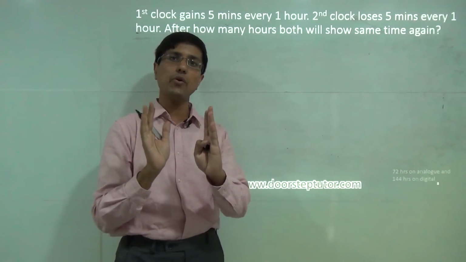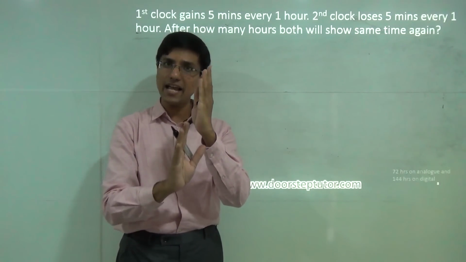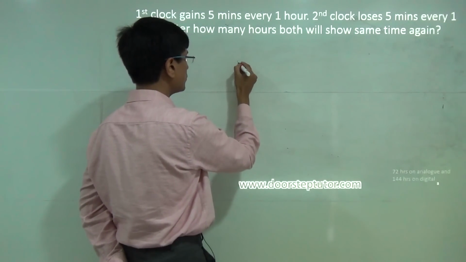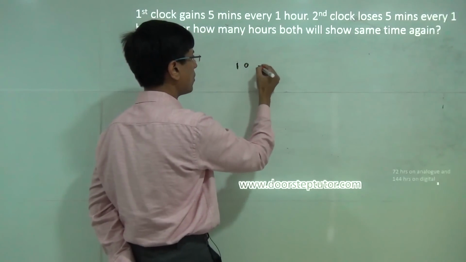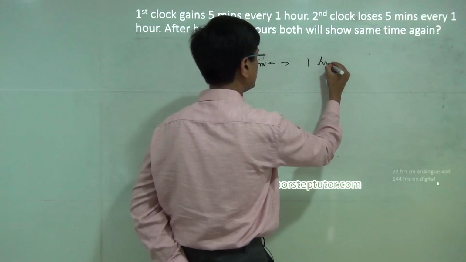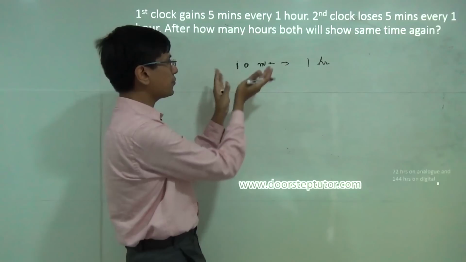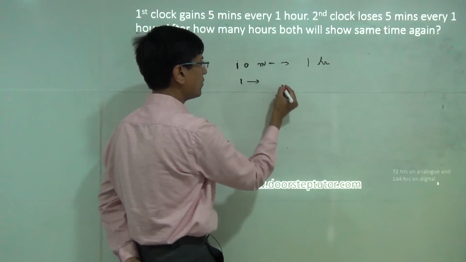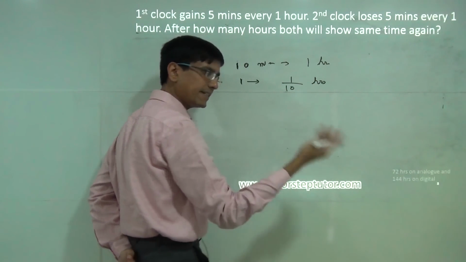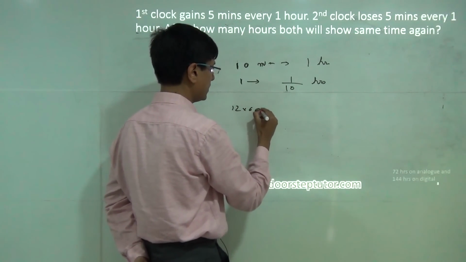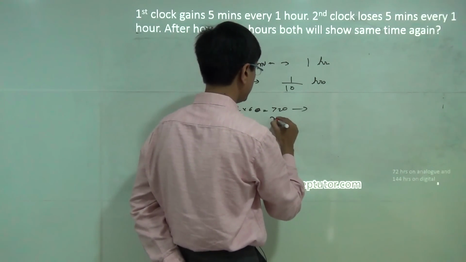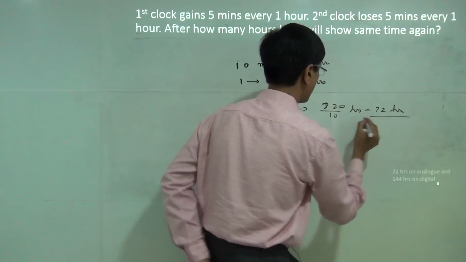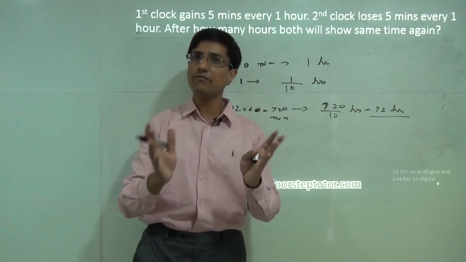The two clocks start from the same time. When the difference between the times of those two clocks becomes 12 hours, they will again show the same time. So the total amount of difference in time which is created between the two clocks is 10 minutes in 1 hour. When this difference increases, it becomes 12 hours, and the clocks again would show the same time. And when would it become 12 hours? 1 minute of difference is created in 1 by 10 hours. Again, let's take an analog clock. 12 into 60, which is equal to 720 minutes of difference, would be created in 720 by 10 hours or 72 hours. Of course, for a digital clock, this 72 would become 144.